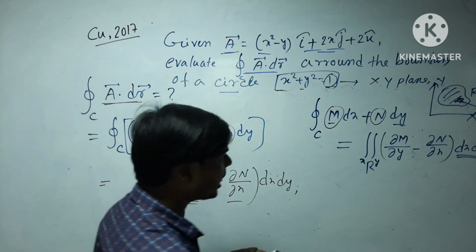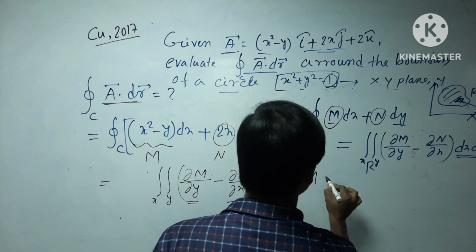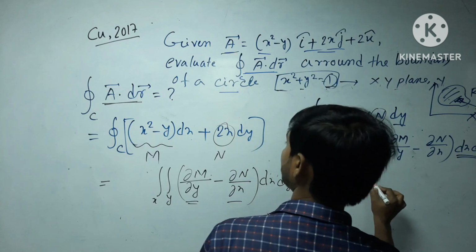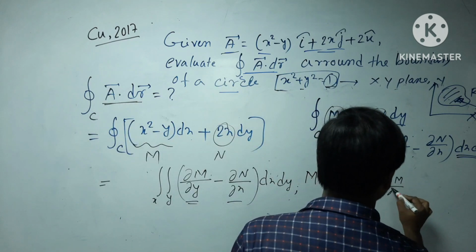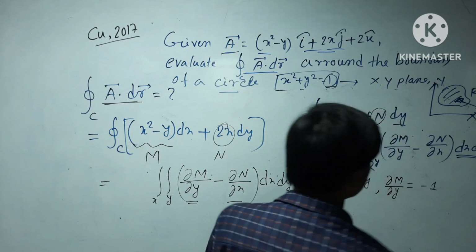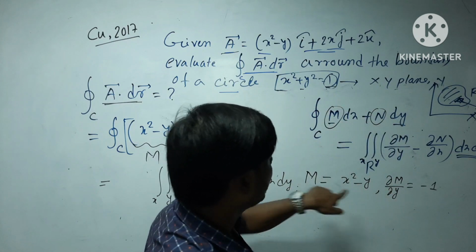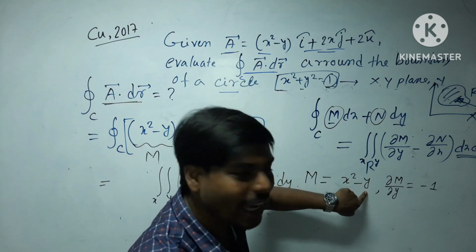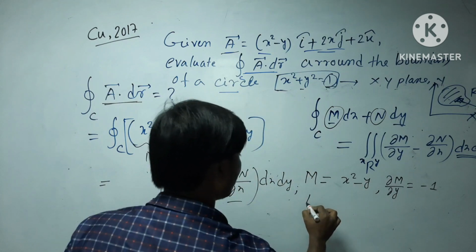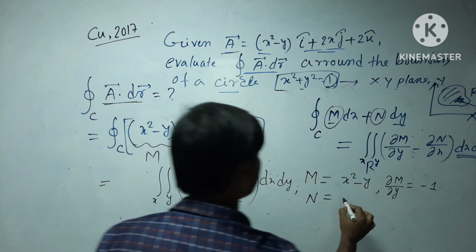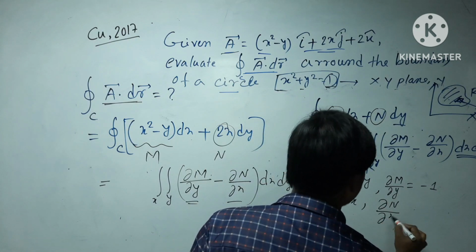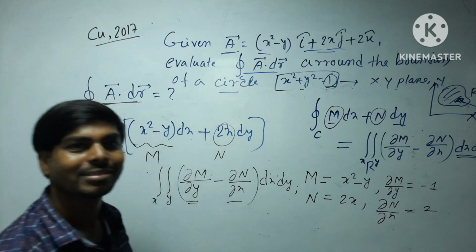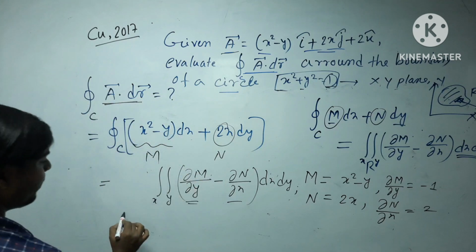So what is the M here? M টা আমাদের কি? M is equal to x square minus y. This is the M. So what is the del M del y? It is minus 1. This is partial differentiation, so it will act only on y. তাহলে এটা হচ্ছে minus 1. What is the N here? N টা কি? N is 2x. So then del N del x, it is 2. Okay? So বসিয়ে ফেলো এখানে.